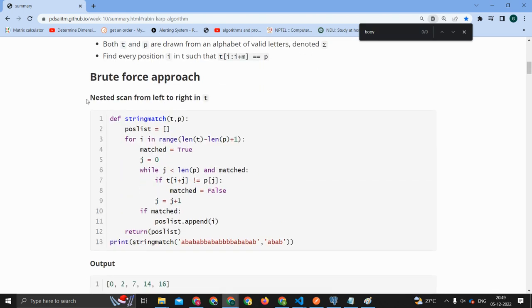Brute force. Hey, look at this. It's left to right only. I think I was wrong. Oh yeah, see, it's again left to right only.